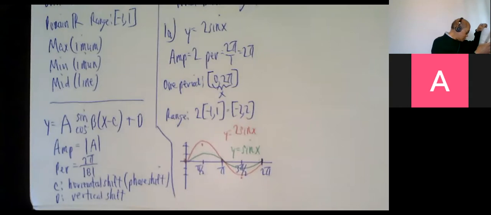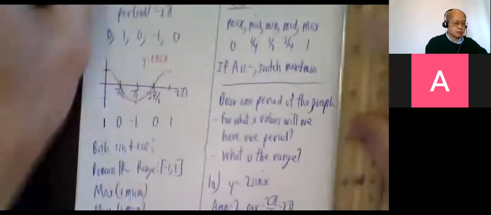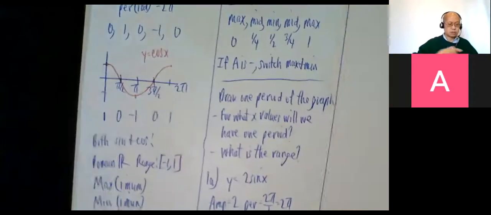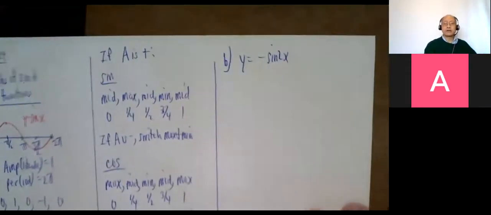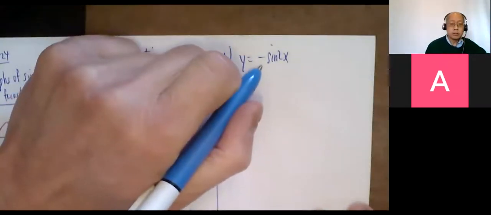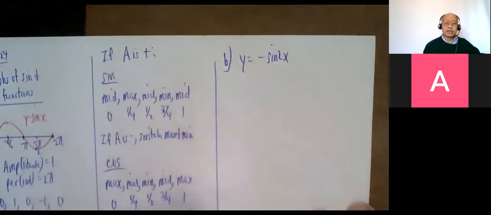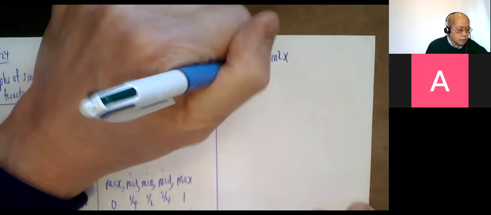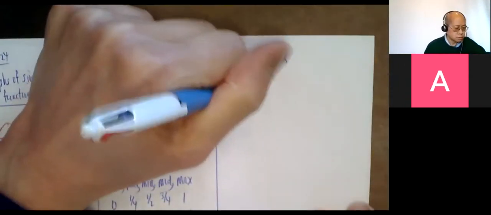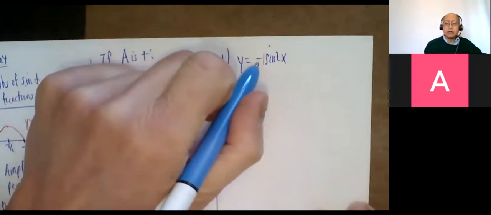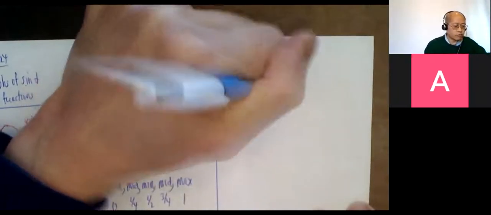Now how about B? Y equals negative sine of 2x. All right. Negative sine of 2x. By the way, when it's like this, okay, this is the original problem. I'm going to sneak in a 1. The coefficient is 1. So the amplitude is the absolute value of A. Absolute value of -1 is 1.